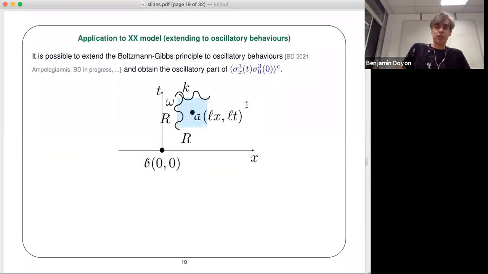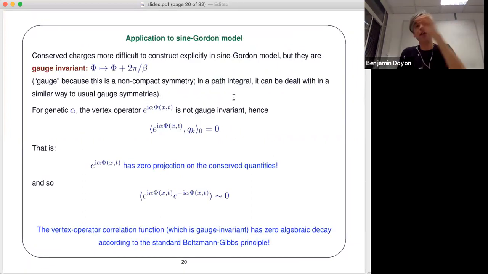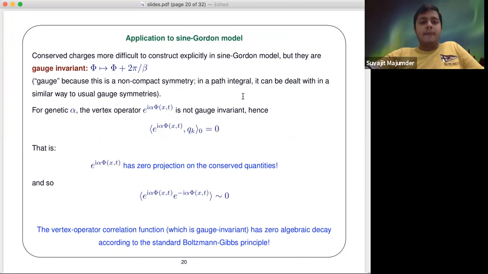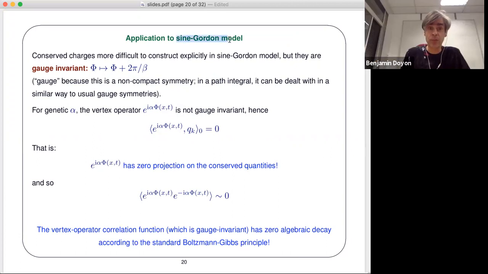Okay, so there's also a formula for hydro projection that allows you to get the oscillatory term, but I'm not going to go into that. Now you can also try to apply the same thing in the sine-Gordon model. Yeah, sine-Gordon model. Now this is very interesting. So you can look at various types of fields, but here you can consider this exponential field, e to the i alpha phi.